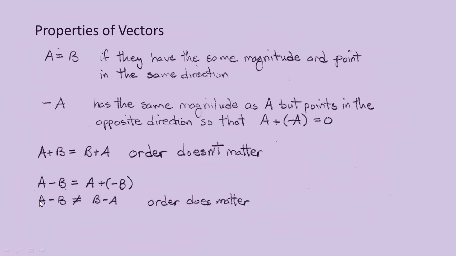However, when you're doing subtraction, order does matter. A minus B is equal to A plus negative B. A minus B is not equal to B minus A.